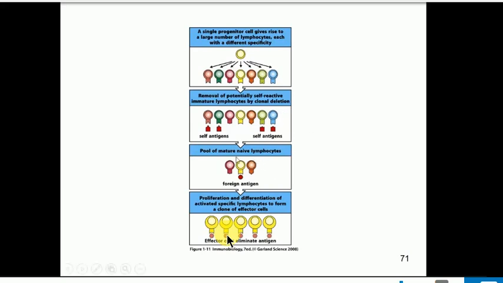So what you've then got is a pool of what are called mature naive lymphocytes. What that means is that these are lymphocytes that contain receptors that don't recognize self, so they don't recognize any component of ourselves, and they're ready to recognize foreign antigens. So when an infection comes along that presents a foreign antigen, the one that recognizes that antigen then proliferates. So you then get many, many copies of that cell, all of which can recognize that same antigen.